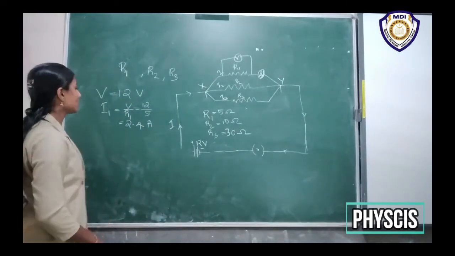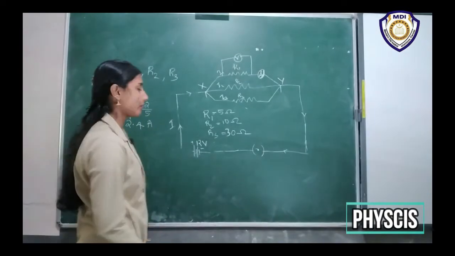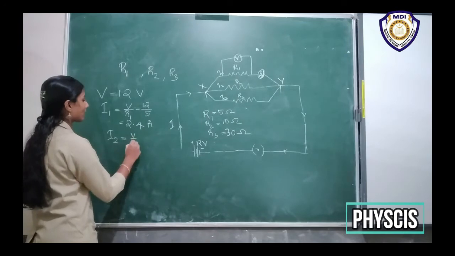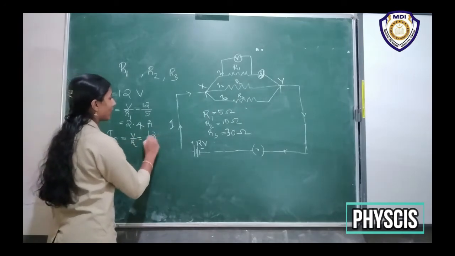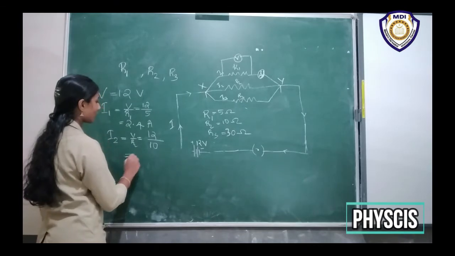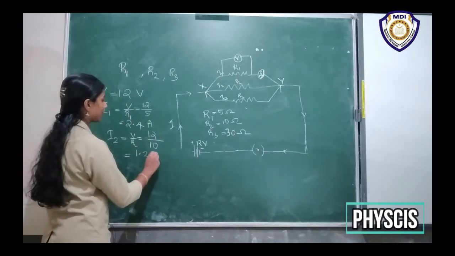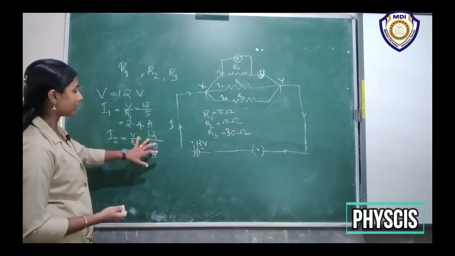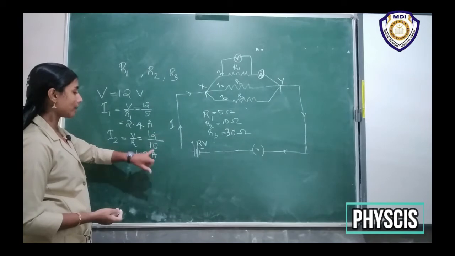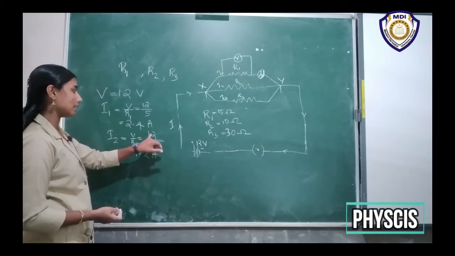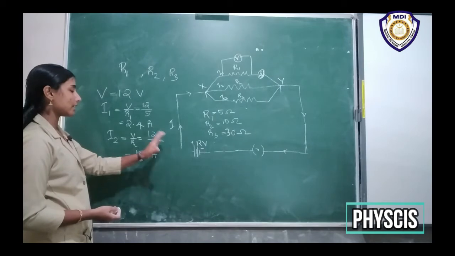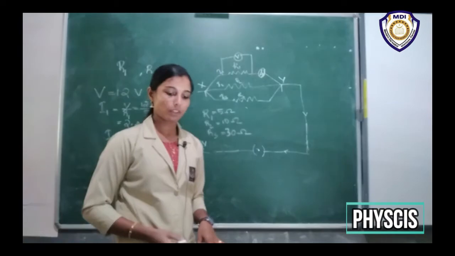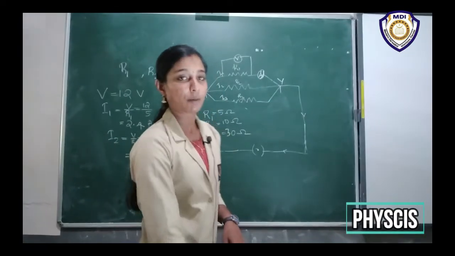Okay. So I1 is 2.4, and like that we can get I2 is equal to V by R2, which is equal to 12 by 10. 12 by 10 is equal to 1.2 ampere, right? How can we divide this 12 by 10? Anything divided by 10, we can move the decimal point one digit to the left, right? Okay. So that is 1.2 ampere.